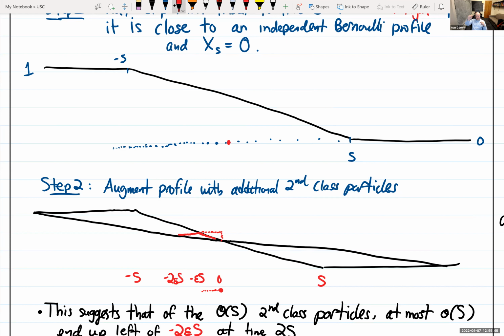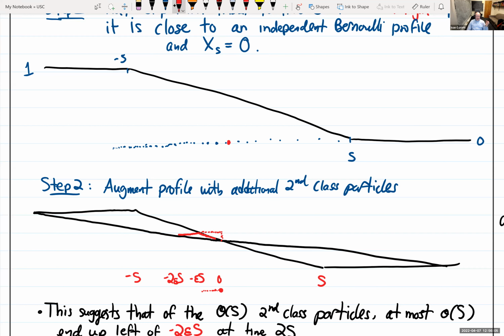Now, from the perspective of the second class particle that started at the origin, it doesn't see the particles to its left because, well, it's TASEP, and particles never look to their left. So certainly the second class particle at the origin is the king of all second class particles. It will not defer to those to its left.